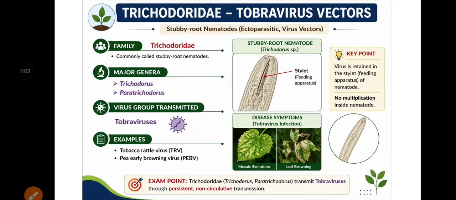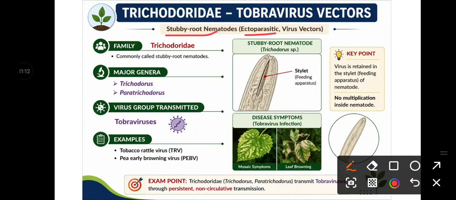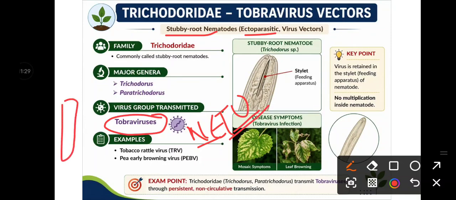Next, about the second major family, Trichodoridae. Trichodoridae family nematodes are also known as stubby root nematodes. It is also ectoparasitic in nature, and the viruses transmitted by Trichodoridae nematodes are called Tobravirus, or Netu virus, nematode-transmitted tubular virus. These are tubular, rod-shaped viruses.